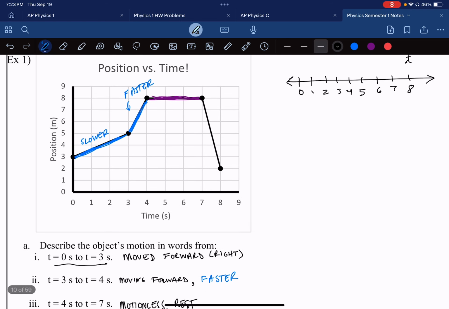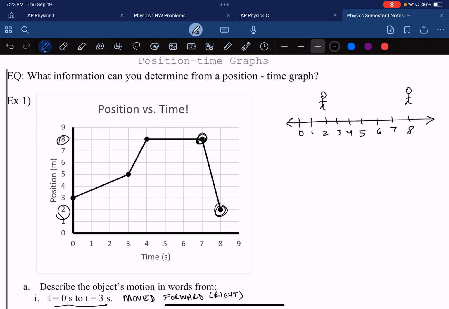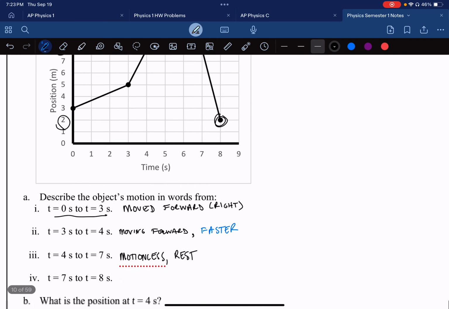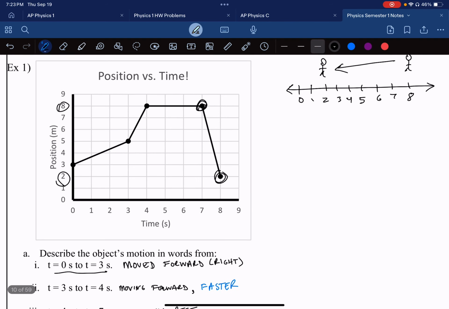Okay. Next one is from 7 to 8 seconds. So from here to here. And the person is going from a position of 8 to a position of 2. So now they're starting here and going there. So they are moving backward, or you can say left. It all has to do with the shapes of the slopes on the graph.